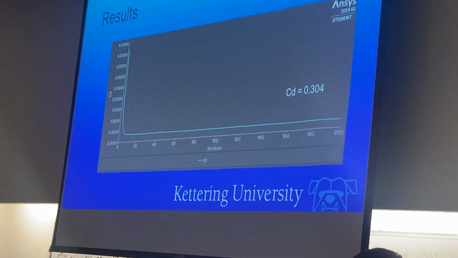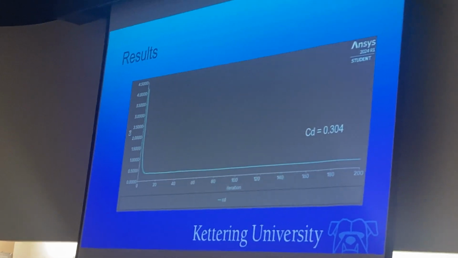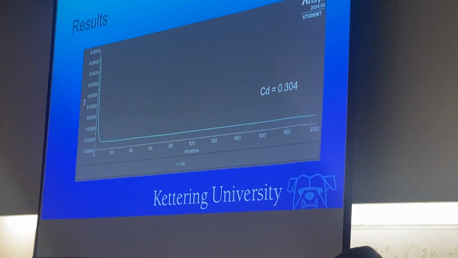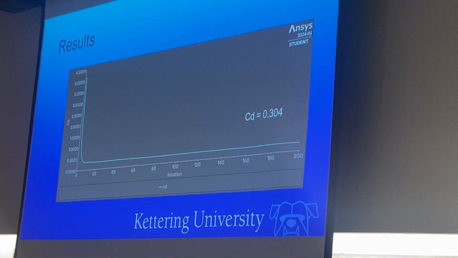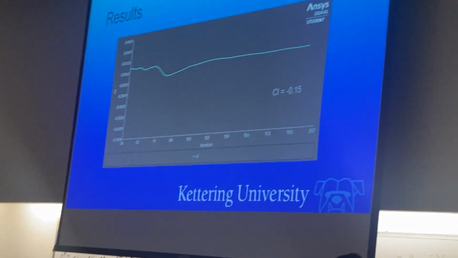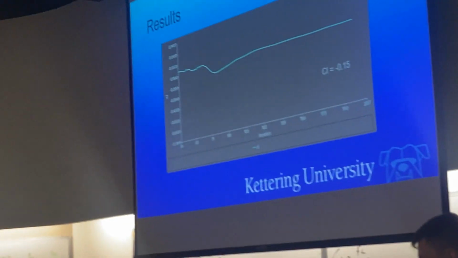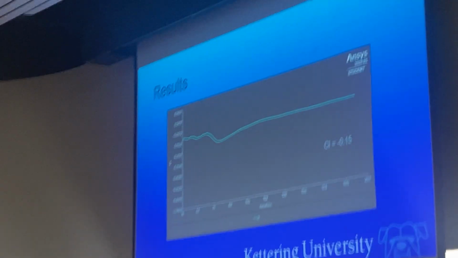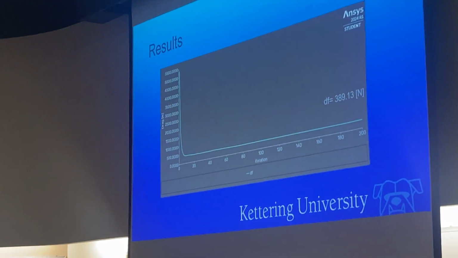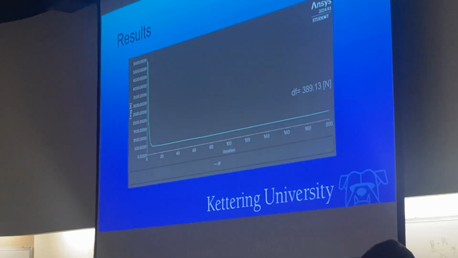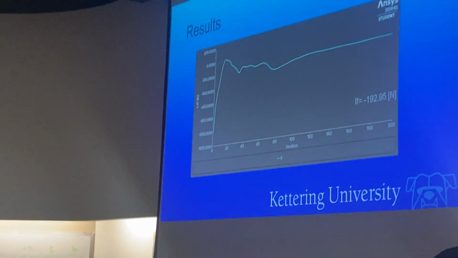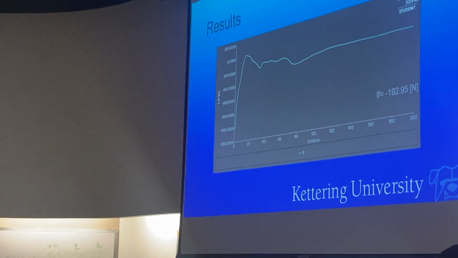And then here are the results. As you can see, for the base model, the coefficient of drag came out as 0.304, which is very close to the advertised number. And then the coefficient of lift came out as negative 0.15, which represents downforce. But obviously for the race car, we want to enhance that, so that will come. And then the drag force about 389 newtons, and the lift force about negative 192 newtons.